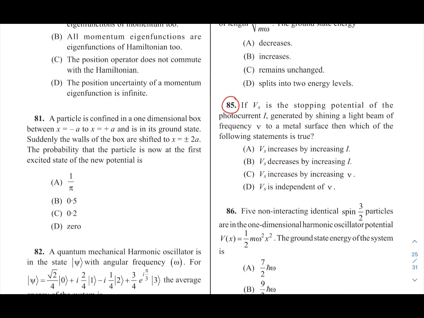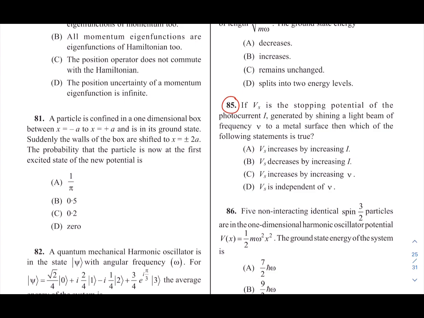Problem number 85. If Vs is the stopping potential of the photocurrent I generated by shining a light beam of frequency nu to a metal surface, then which of the following statements is true?